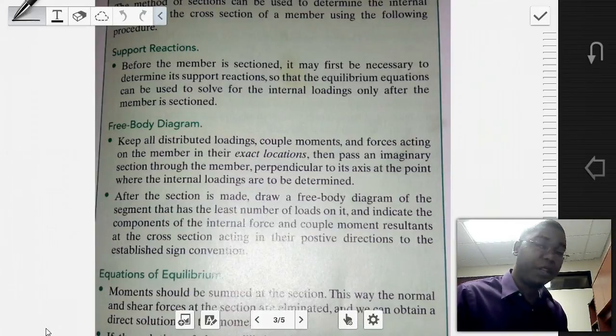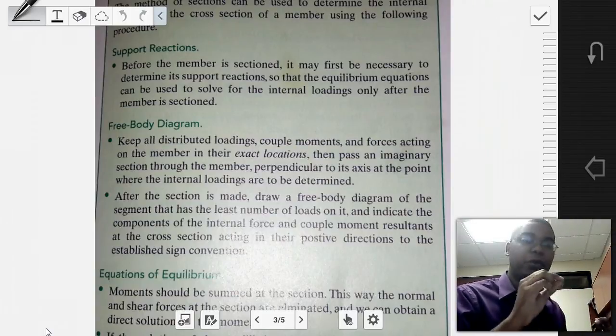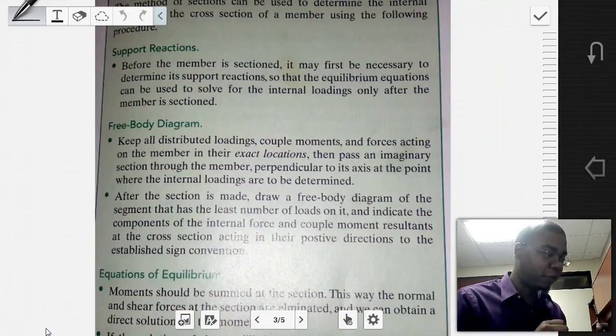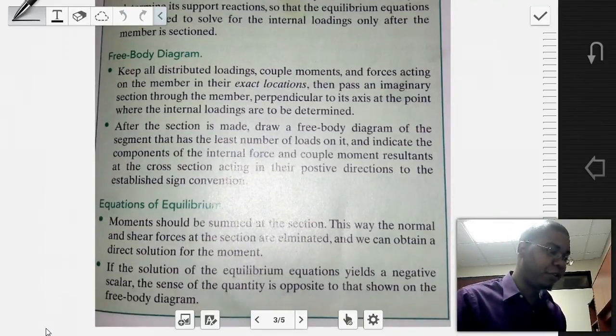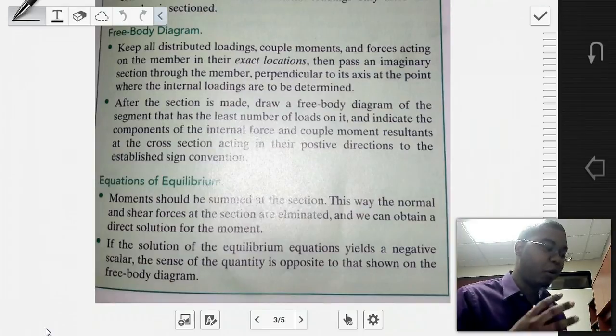If so, then we need to take the entire free body diagram and use our equilibrium equations, sum of the forces, sum of the moments, to find those support reactions. Once we've done that, then we can move into the method of sections. We can use the sum of the forces for each section, the sum of the moments.